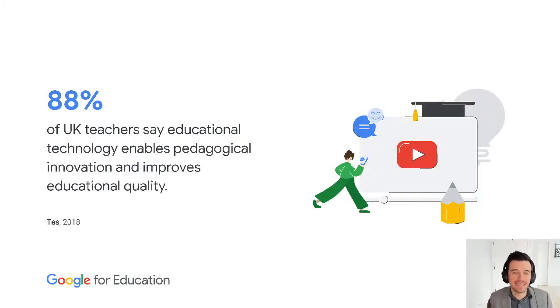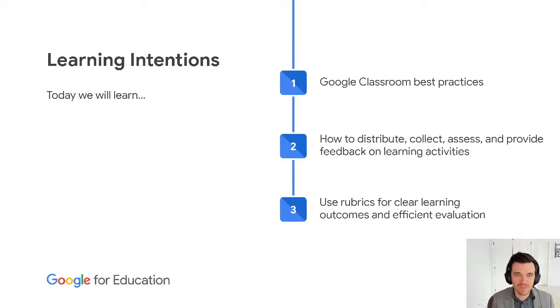In that same study, 88% of UK teachers saw that education technology can enable pedagogical innovation, allowing for opportunities for our students that otherwise aren't possible, and really can improve educational quality. For those of you familiar with the SAMR model, when we talk about education technology in the classroom, a big piece of that is opening up opportunities for our students that otherwise aren't possible with these technologies. And that's a really wonderful thing about these tools.